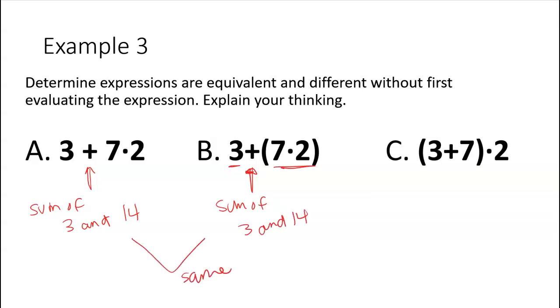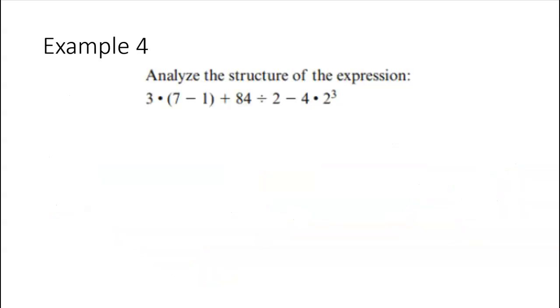Let's see about this one. This is a sum, but it's not the sum of 3 and 7 times 2. We've got our grouping symbol here, so this is talking about a product because we're going to do this times that. So this is 10, the product of 10 and 2. This one is different. So without actually finding the value of the expression, we can determine if expressions are equivalent.